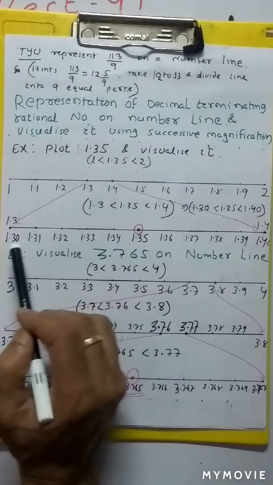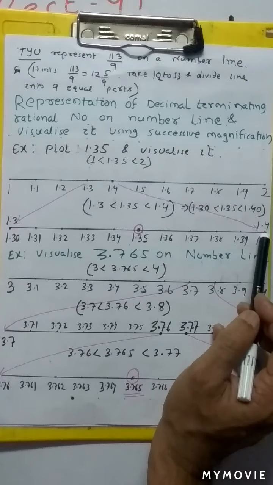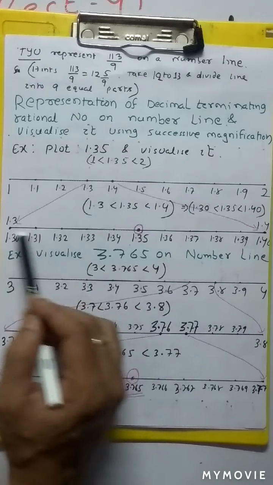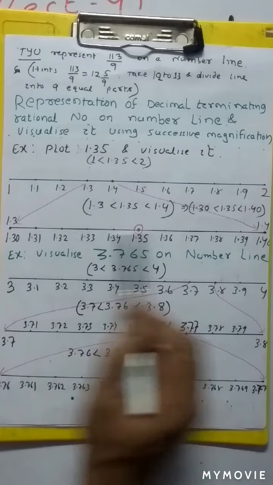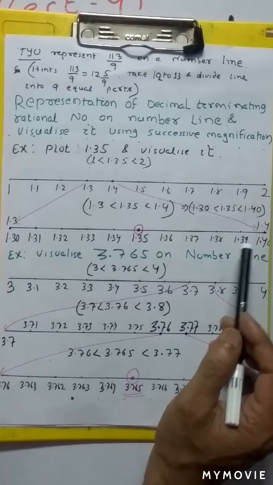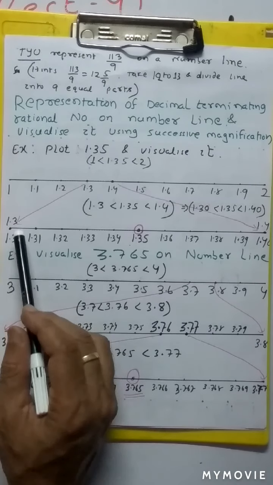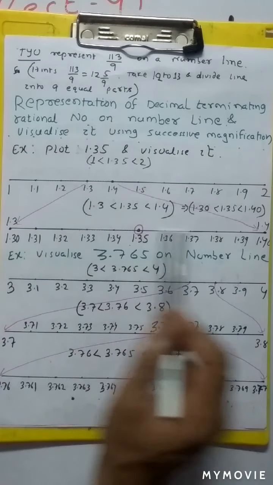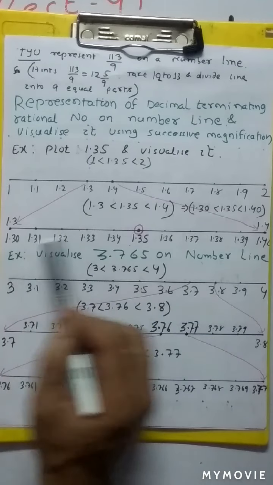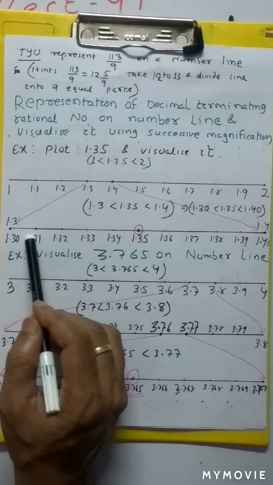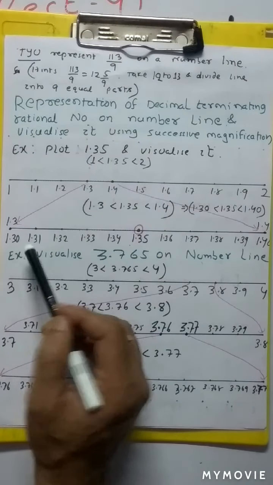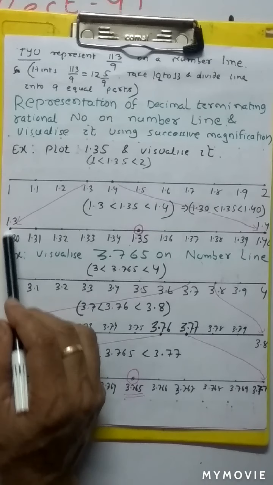So what will you do? You take 1.3 as the starting point and 1.4 as the final point. So you just zoom it. You just zoom it by using a microscope. You can take a microscope here. So this is 1.3 and this is 1.4. Make the gap large by using a microscope. Okay. So now you see this is 1.3, this is 1.4.